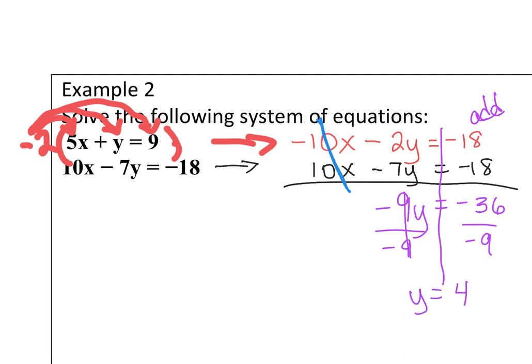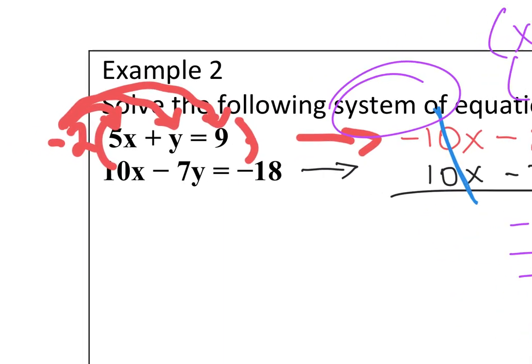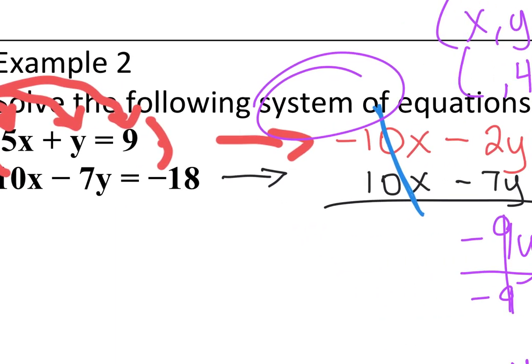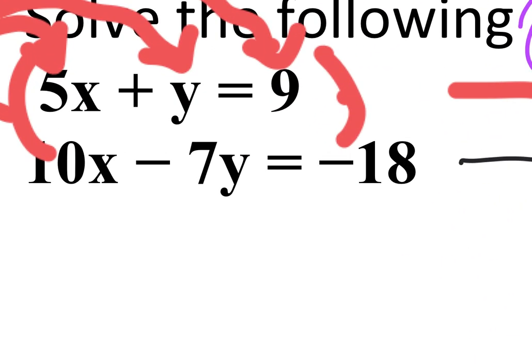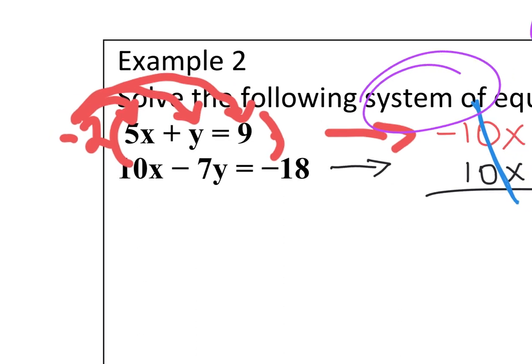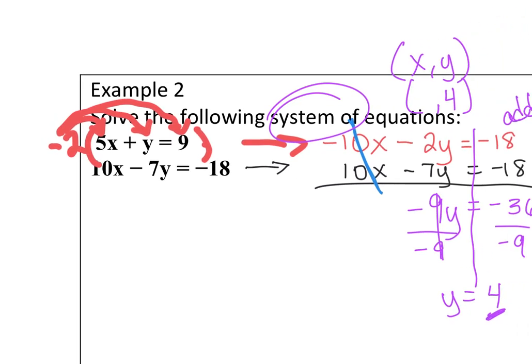Y equals positive 4. Oh, I forgot to write my ordered pair. So this one, be careful, it's the y. I'll put that in the y spot. Okay? Now, when I substitute this y back in, it must be into one of the original equations. Don't use the new equation we created. Go back to one of the original equations, okay? Again, I like to use the one with the most positives so I make less mistakes.